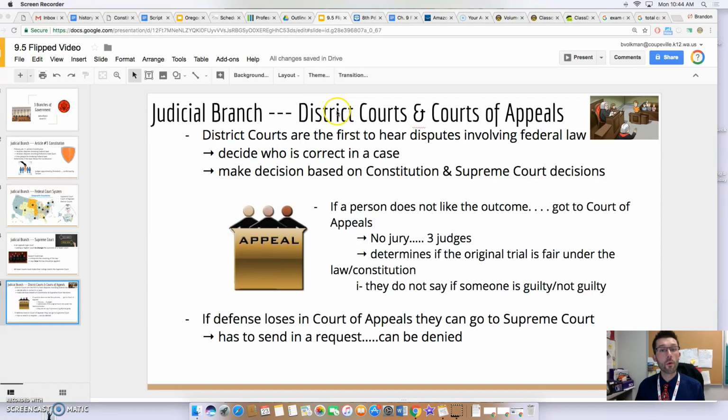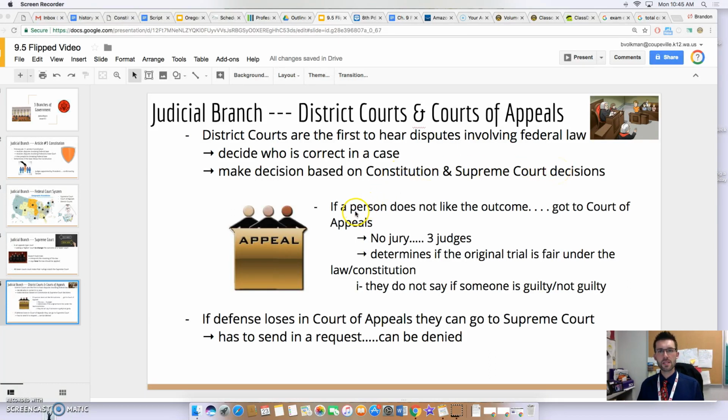Now, about the lower courts in our judicial branch system. First, let's talk about the district court, which is the lowest of the three levels. They're the lowest, in fact, because they're the first to hear disputes involving federal law. These are the courts, I should say, that decide who is correct in a case through the Constitution and previous Supreme Court rulings. In these district courts, the judge runs the trial, but it's the jury who decides the verdict.